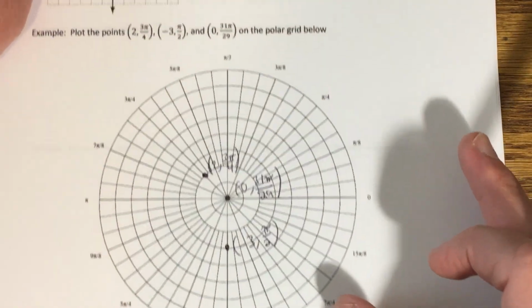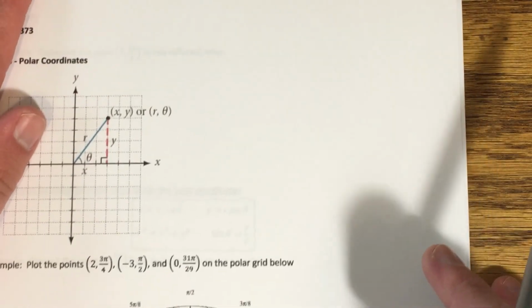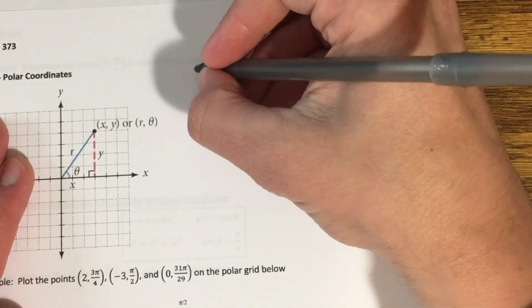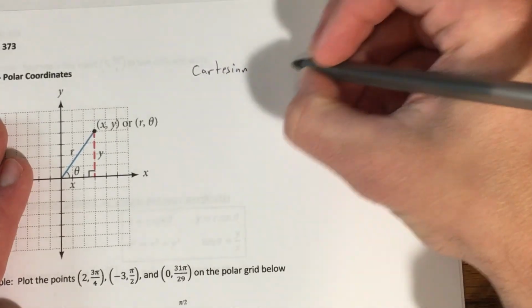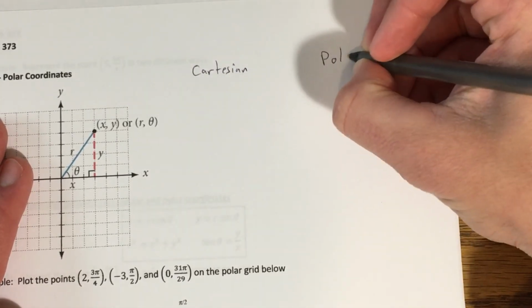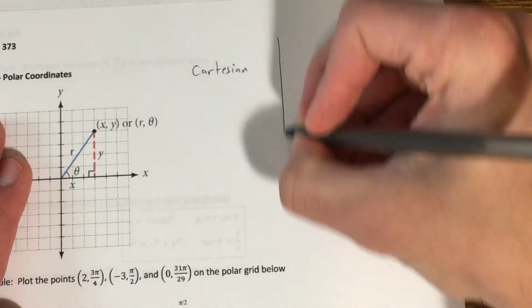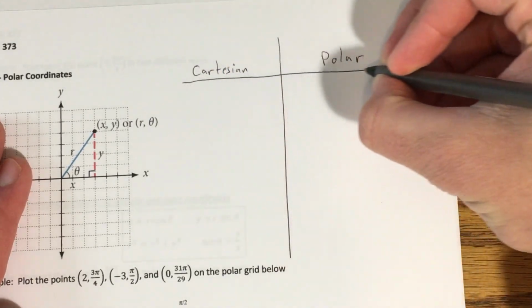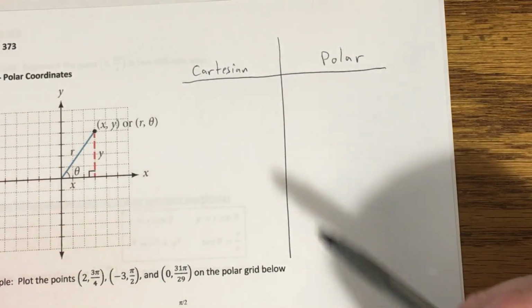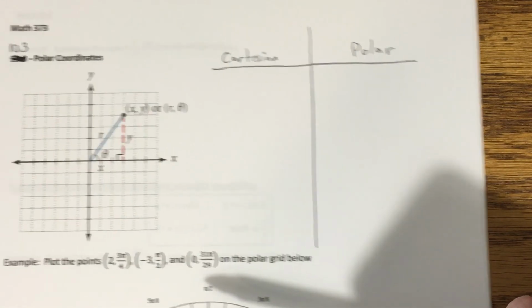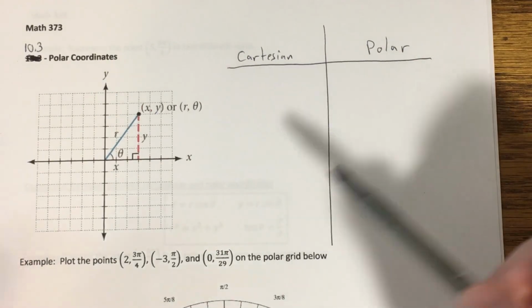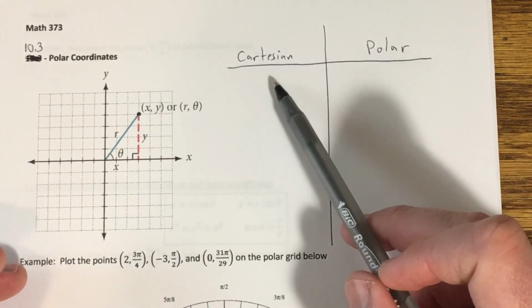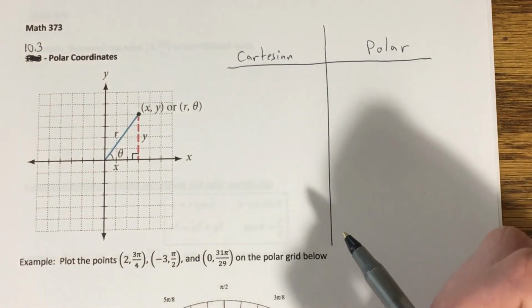But what I want to do before I do that is talk some terminology. In Cartesian coordinates and in polar coordinates, we have certain terms for things like our axes and the origin, the point (0, 0). The terminology changes if we go from Cartesian coordinates to polar coordinates.